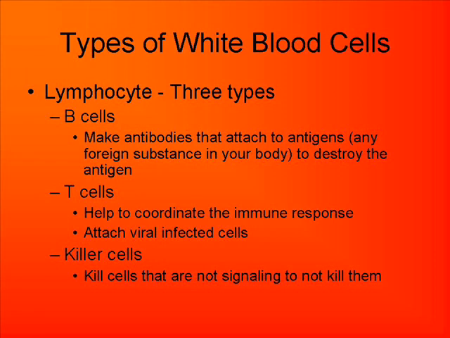Now, B cells are cells that make antibodies. And this is something that basically fights or destroys any type of antigen that's in your body. An antigen is a foreign substance. And the T cells kind of coordinate this.